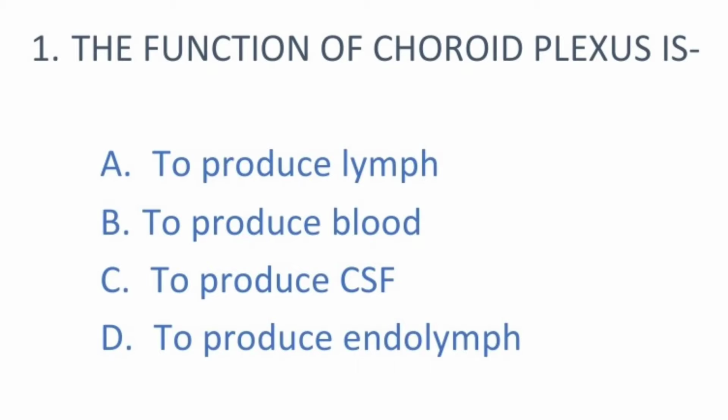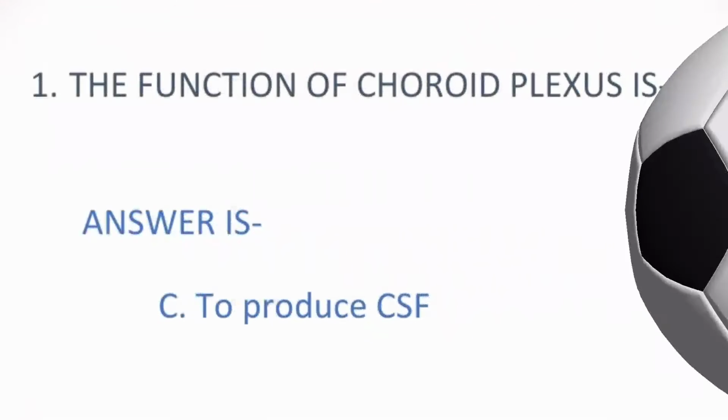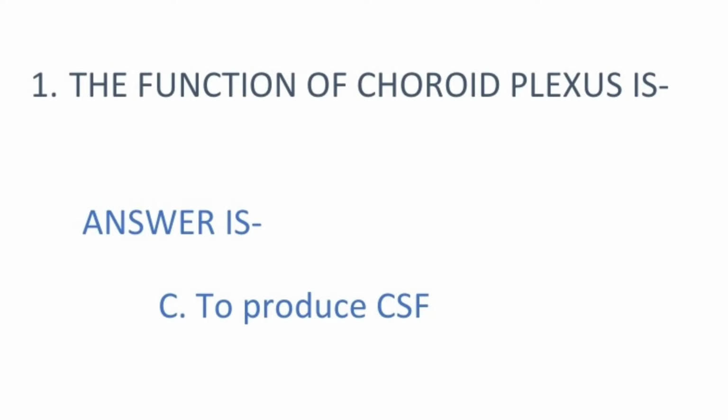देर ना करते हुए शुरू करते हैं हमारे पहले क्वेश्चन से। The function of choroid plexus is, options are number A to produce lymph, number B to produce blood, number C to produce CSF, and number D to produce endolymph. So the answer to our question is the function of choroid plexus is option number C to produce CSF.